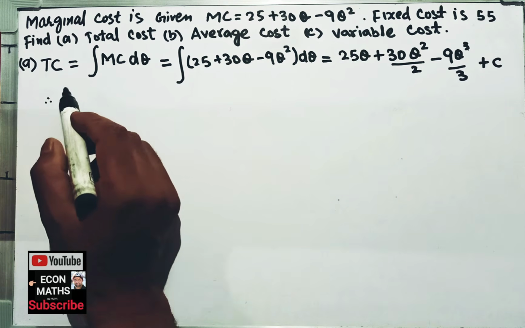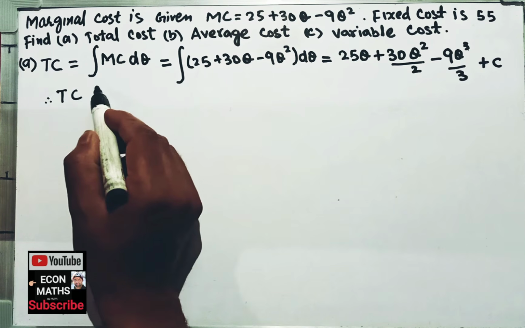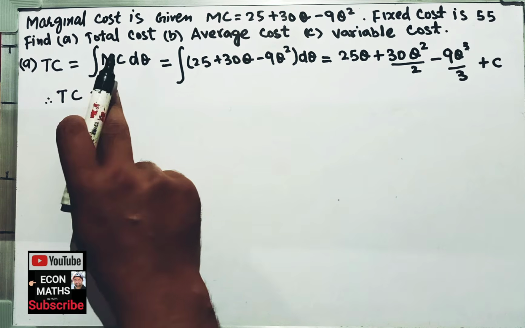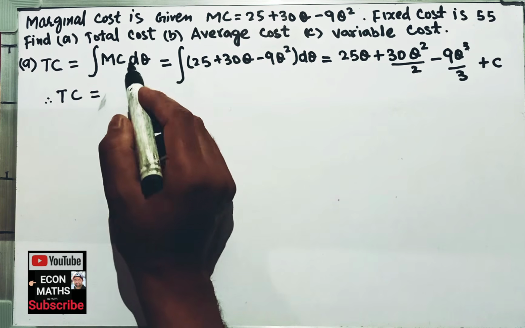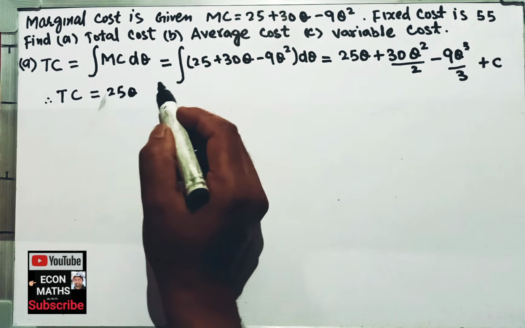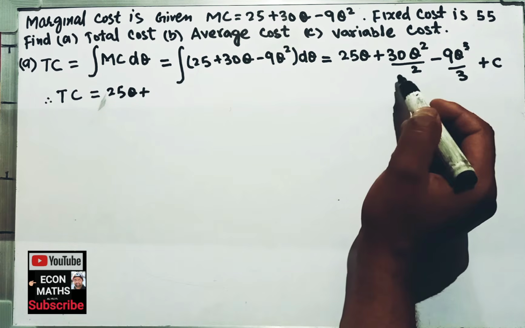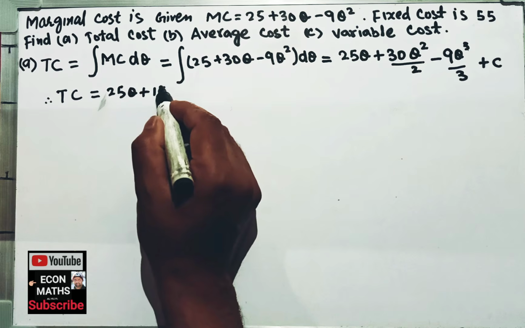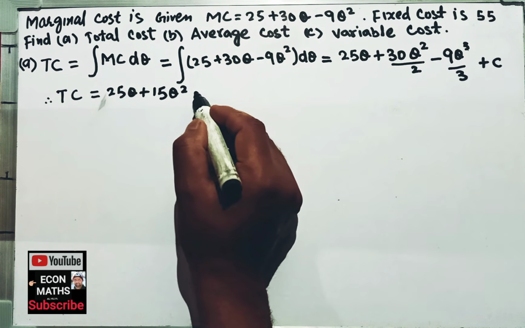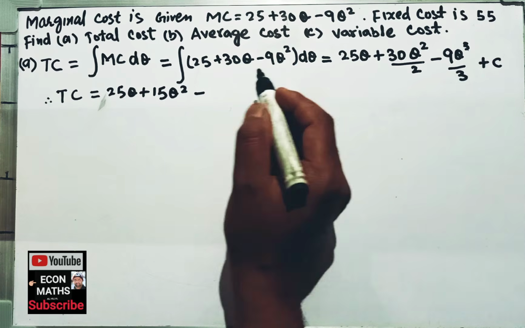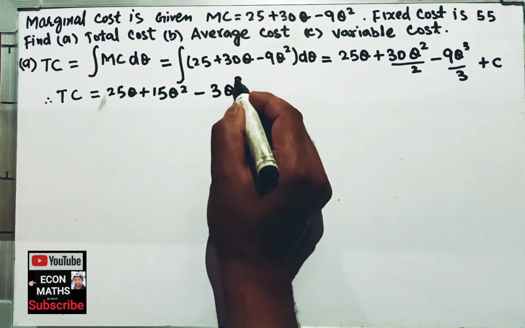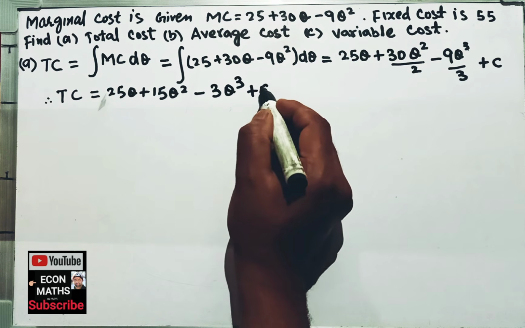Therefore, the total cost function will become 25q plus, now 2 ones are 2, 15s are, so this is 15 q square, minus here 3 ones are 3, 3s are 9, so this will become 3 q cube, plus c, the constant of integration.